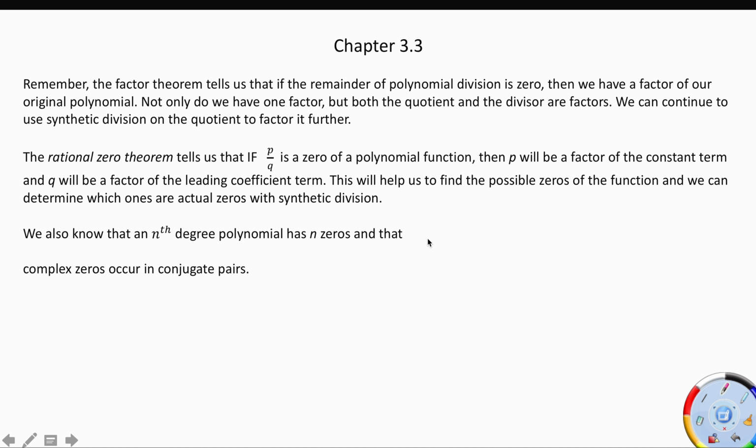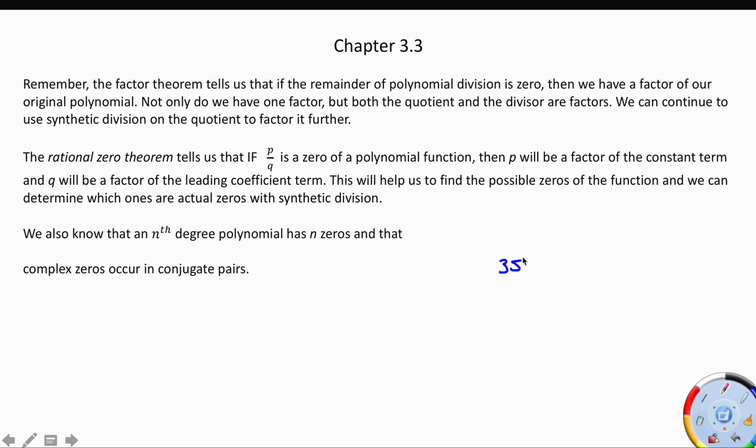Chapter 3.3, Zeros of Polynomials. Remember, the factor theorem tells us that if the remainder of polynomial division is 0, then we have a factor of our original polynomial. Not only do we have one factor, but both the quotient and divisor are factors.